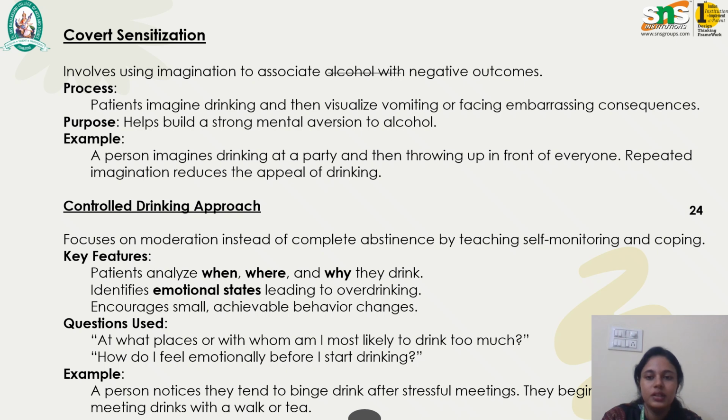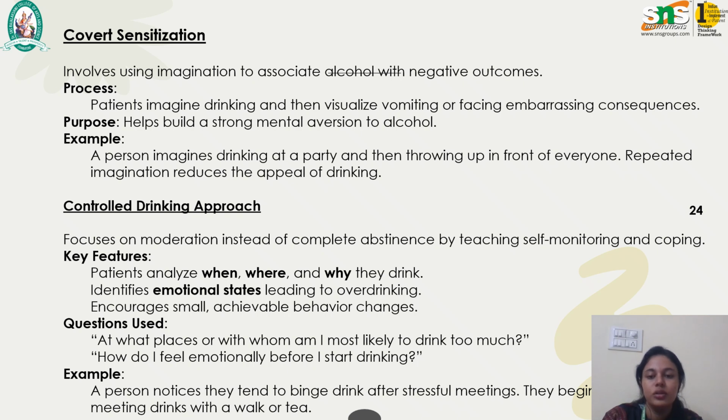The next one is covert conditioning. It involves using imagination to associate alcohol with a negative condition. We can tell the person to imagine that they are drinking at a party and vomiting in front of everyone. How embarrassing it is. We can tell the individual to use this kind of imagination. It may also lead the person to think about the consequences, right? So covert sensitization is also one of the important processes.